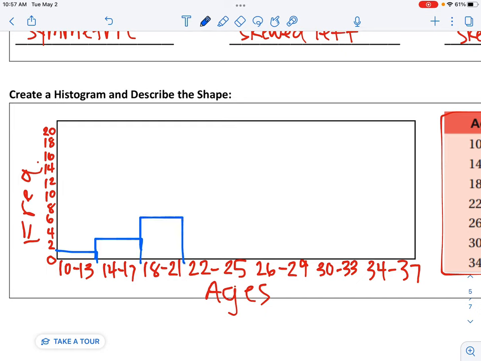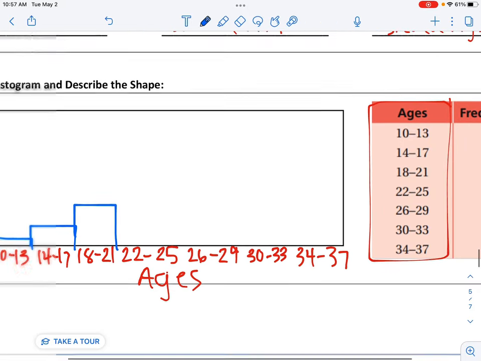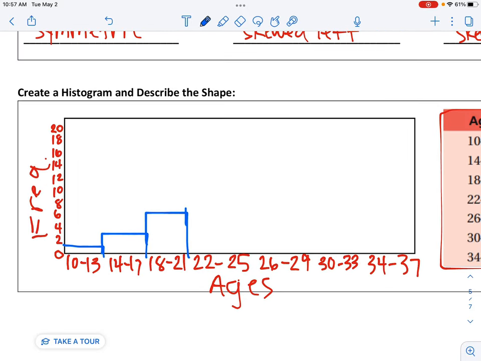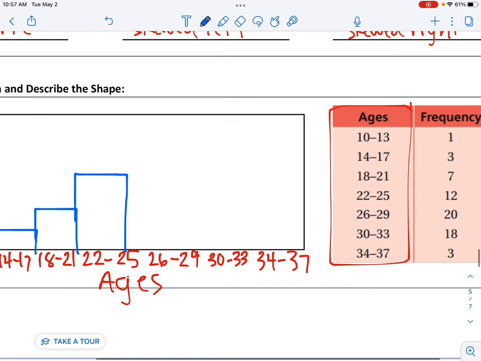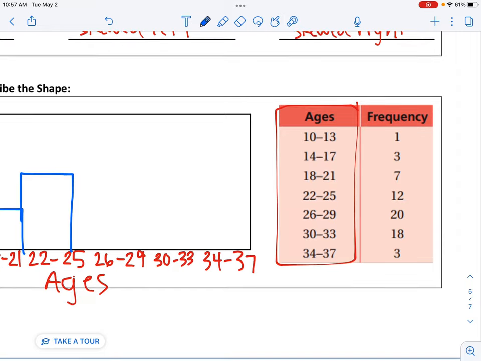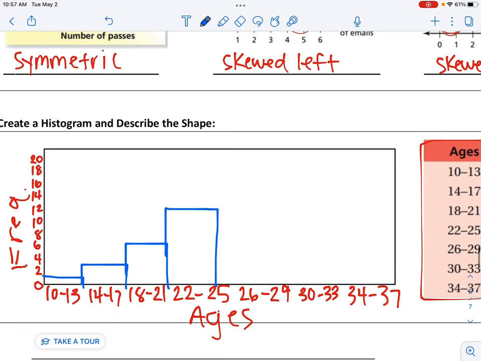So you should be able to start to tell kind of what, if you think it's going to be skewed left or skewed right, or if it's going to be symmetric. So 22 to 25, we have 12. Then we have 26 to 29, and we have 20 of them.